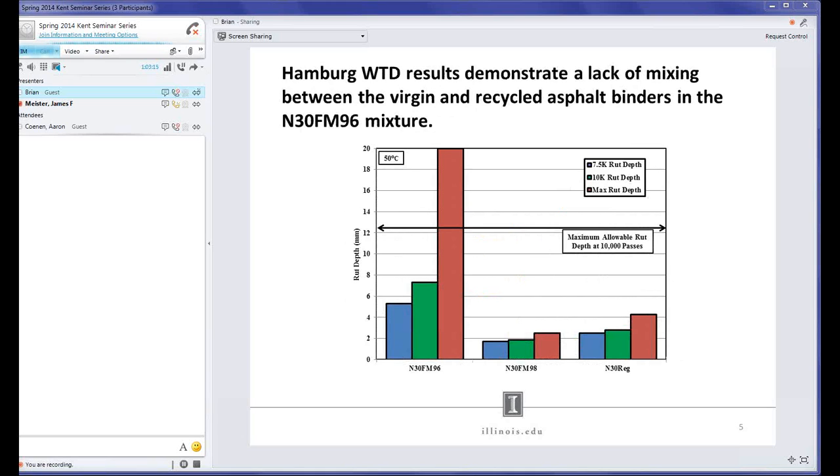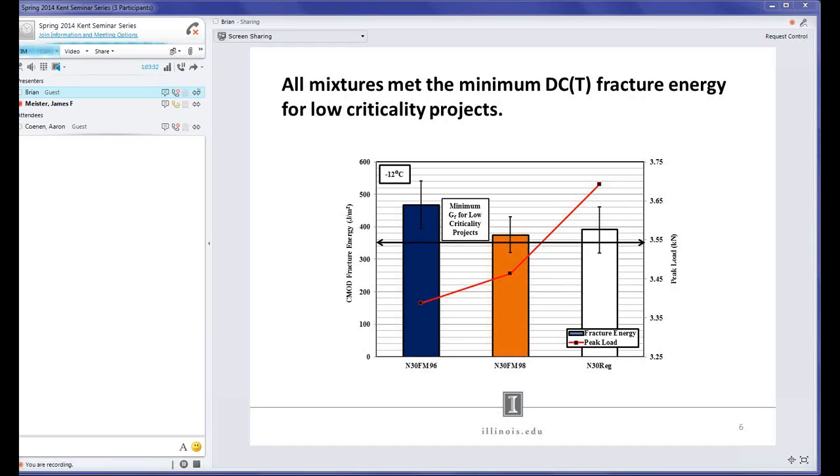Now, I do want to point out that at the 10,000 pass level, they all passed the maximum rut depth requirements for IDOT, so it met all the standards. The only problem was that it just wasn't performing as well as the 98. But it did perform better in terms of the CMOD fracture energies with the DCT test at -12.